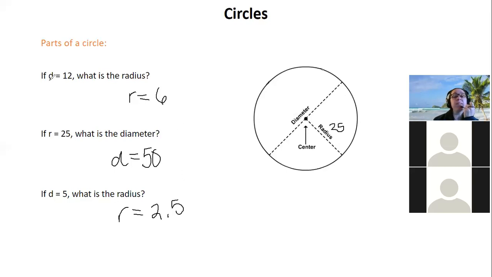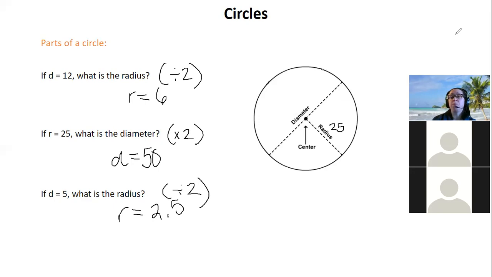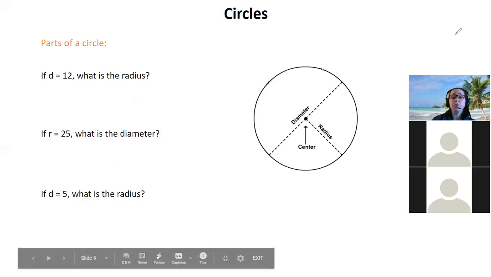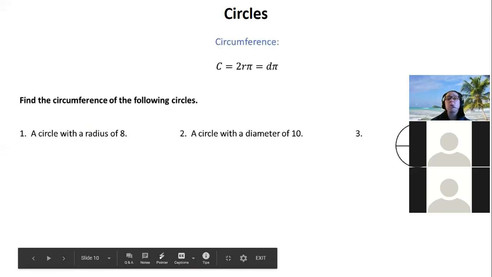So if they ever give you the diameter, you cut it in half to get the radius. If they give you the radius, you double it to get the diameter. So this one we multiply by 2. This one we divide by 2. Good stuff, my friends.